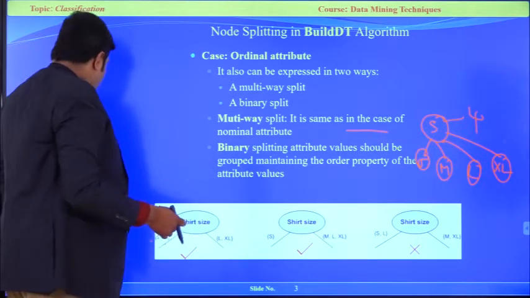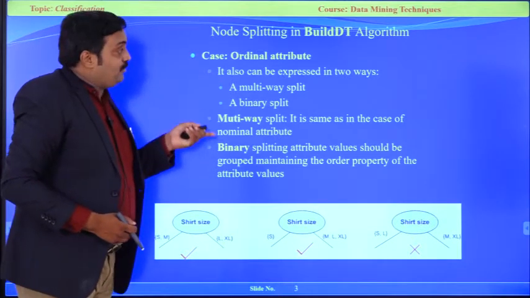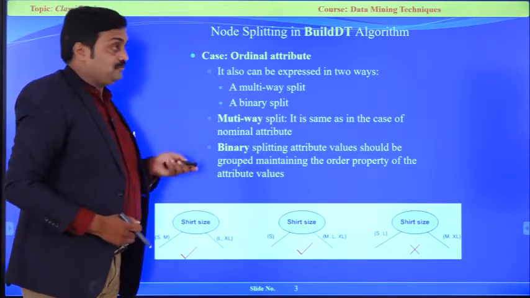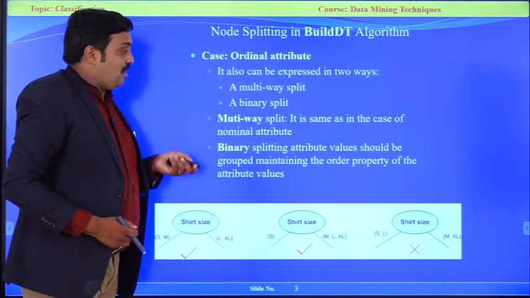This is the case for attributes of type ordinal. So we have binary, nominal, and ordinal.